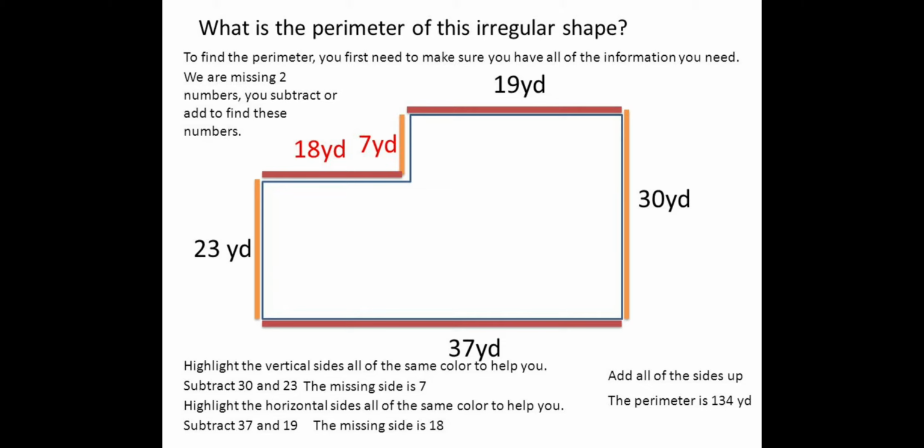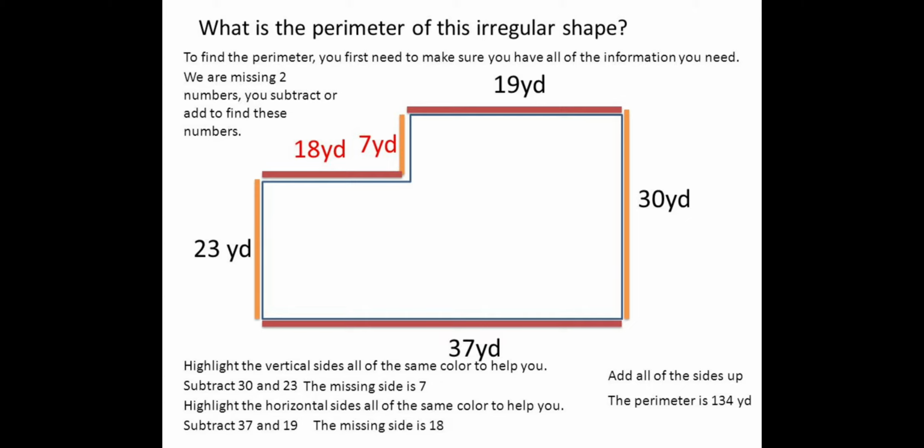Now what's the perimeter of this irregular shape? To find the perimeter of this shape, you first need to make sure you have all the information you need. Here we are missing two side numbers, so you subtract or add to find these numbers. Here, if you can see, we have 18 yards and 7 yards written in red. It's because they were missing and we found them. Now, how do we find the 7 yards? If you can see on the right side, we have 30 yards, and on the left side, we have 23. So 30 minus 23 is going to give me 7 yards.